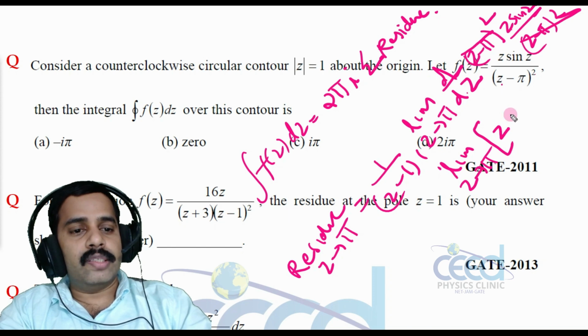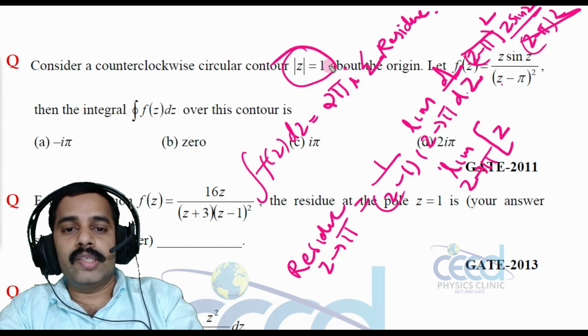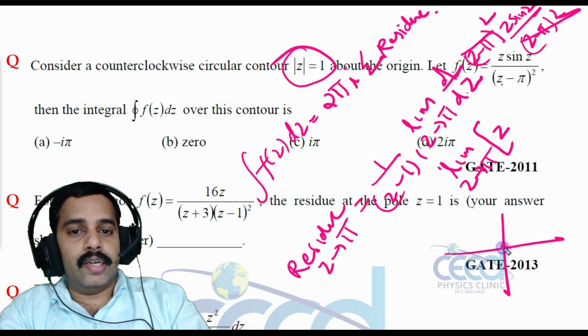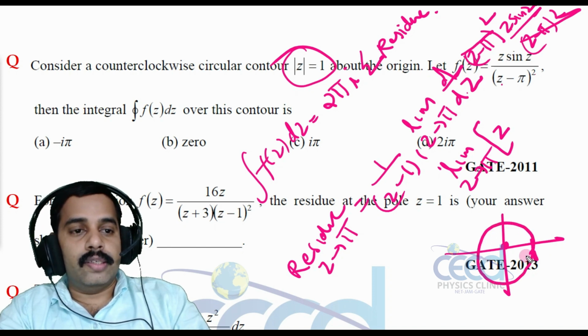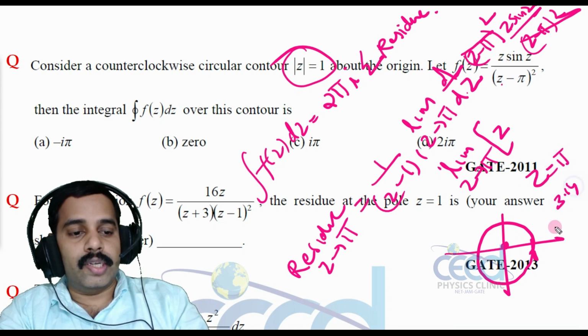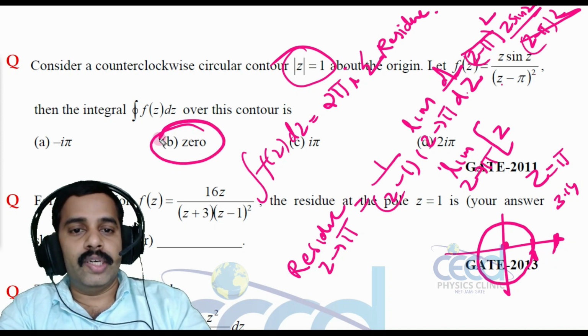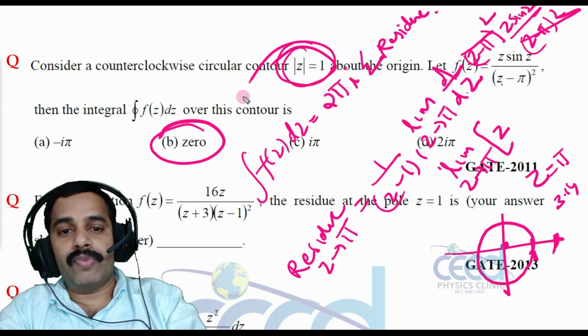So before that we can check the domain also, because this mod z is equal to 1 is given. So mod z is equal to 1 means the center is (0, 0) and the radius is 1. So if I draw a circle of radius 1, then z is equal to pi, pi is equal to 3.14, that is outside of this contour. So directly you can say the answer is 0. So we need not calculate it, because we have to check the domain first.